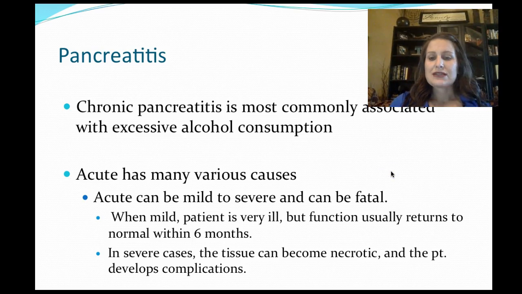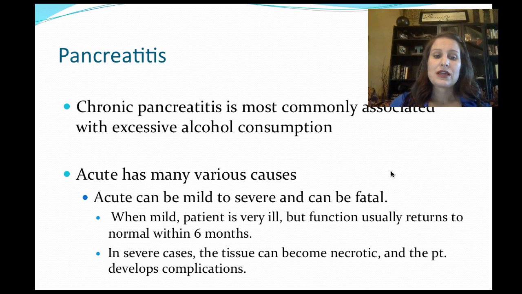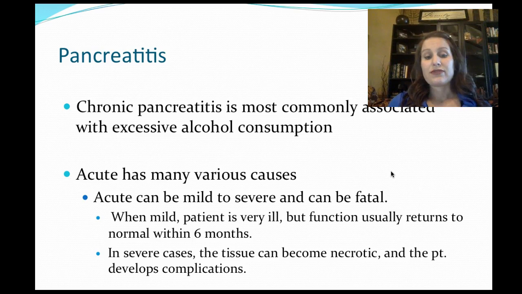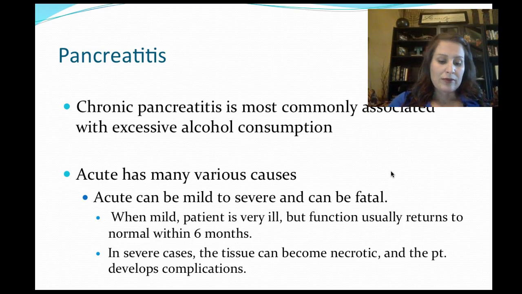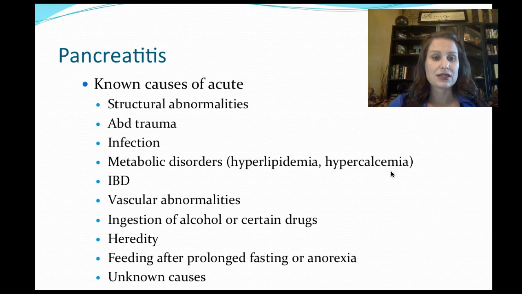Chronic pancreatitis is most commonly associated with excessive alcohol consumption. Acute has many various causes. So when you have acute pancreatitis, it could be anything from mild to severe. It can even be fatal. And when mild, the patient will be very, very ill, but function usually is going to return to normal within 6 months. In severe cases, the tissue will become necrotic and the patient will develop many complications.